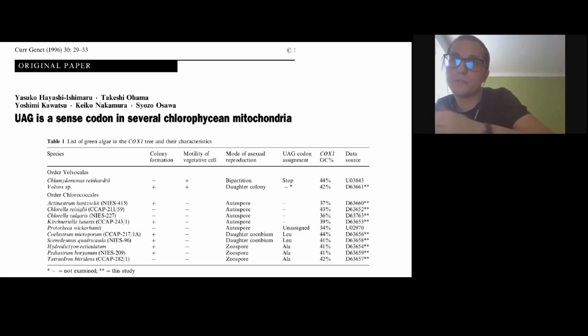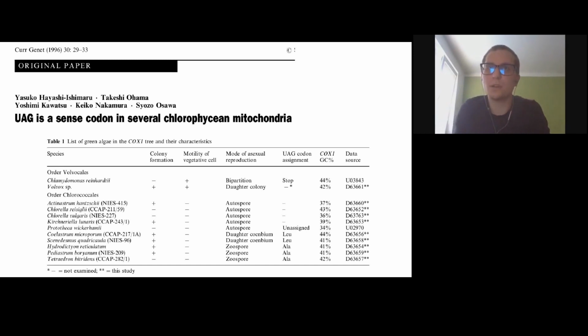So first, we checked the literature for what we know about this group. In 1996, there was a paper where these probably Japanese authors, I assume, claimed that UAG probably encodes leucine in one group of Sphaeropleales.